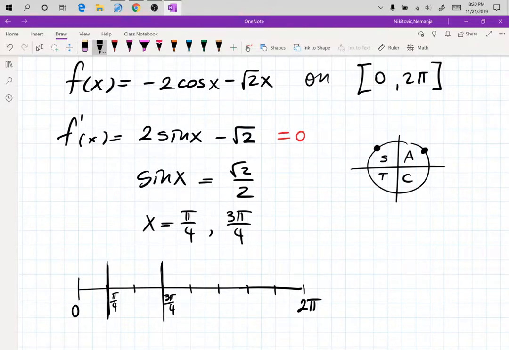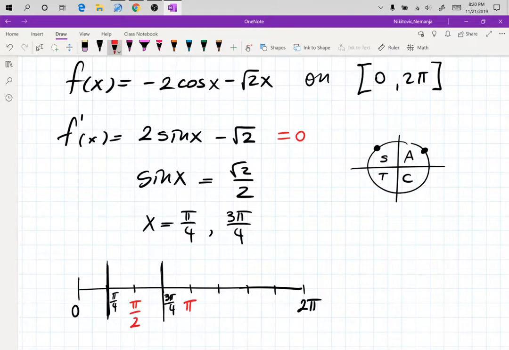And now we pick test values inside these partitions. So what are the good test values? Well, we have the easy ones. The easy test value here would be pi over 2, which is obvious, because that's midway between pi over 4 and 3 pi over 4. Pi over 2 is actually 2 pi over 4, right? So we have 1 pi over 4, 2 pi over 4, 3 pi over 4. 2 pi over 4 cancels down to pi over 2.